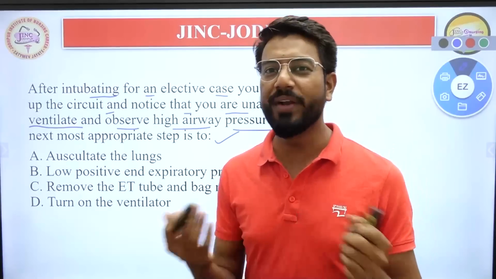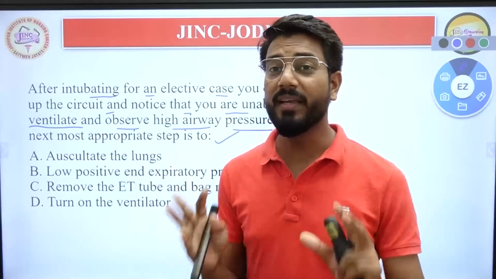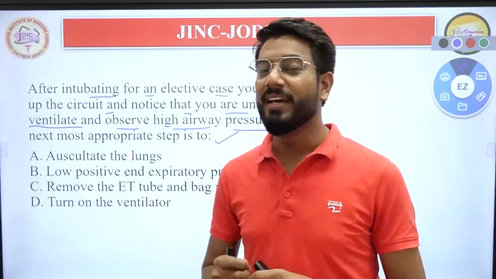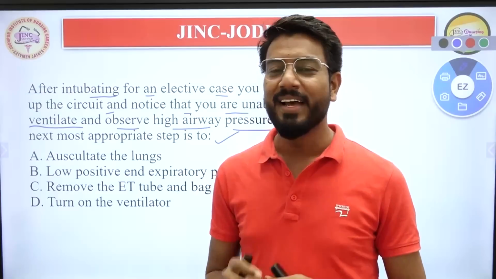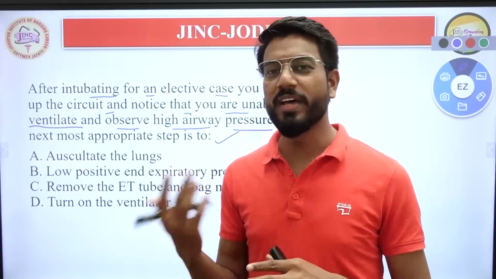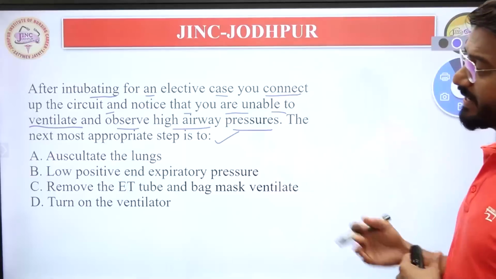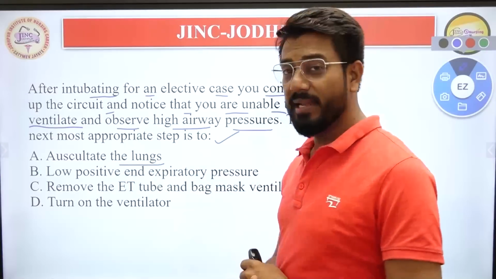If you are not able to ventilate, it means something is wrong. Your tube is somewhere in the wrong part. It may be possible the tube is in the esophagus, the tube is in the GIT tract, and due to that reason you are not able to ventilate, and due to that reason you feel a high pressure. So what will be the right condition? If you are not able to ventilate, then there will be no air in the lungs.